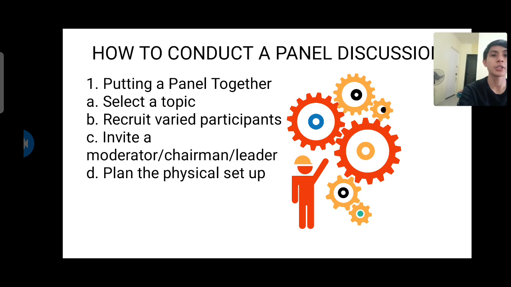Invite a moderator, chairman, or leader, like I've said before, and plan a physical setup where the panel discussion will take place. I would like to highlight that you should always assign or invite a moderator or a leader in a panel discussion because their role is to open and close the discussion and to provide a balance if the unexpected does happen.